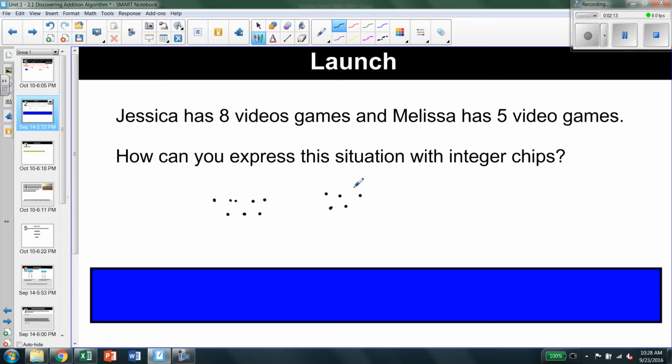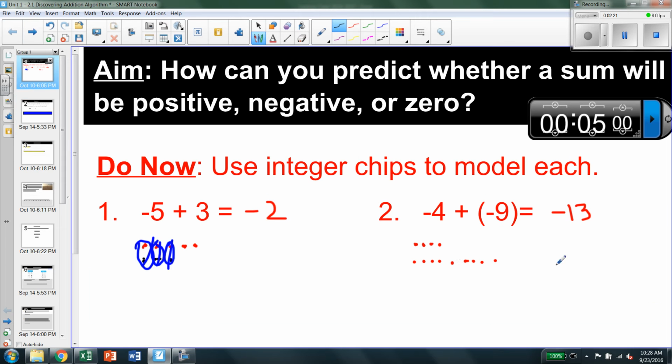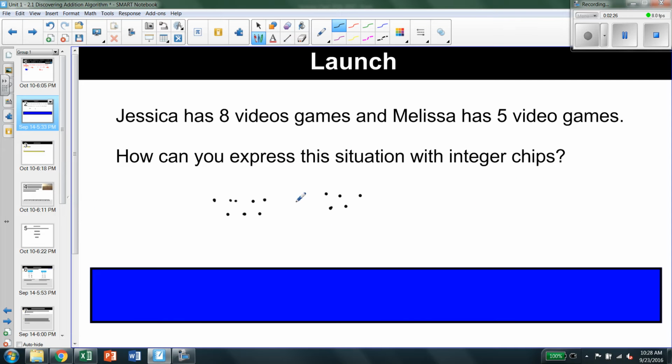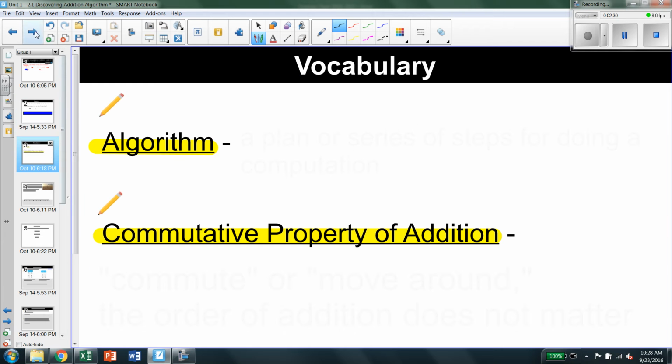How much do they have in all? Well, she's got 8 games and she's got 5. So together that makes 13, since all the colors are the same, no zero pairs. Just like in our do now, there were no zero pairs here, so we had 13 positives. Let's keep that in mind.